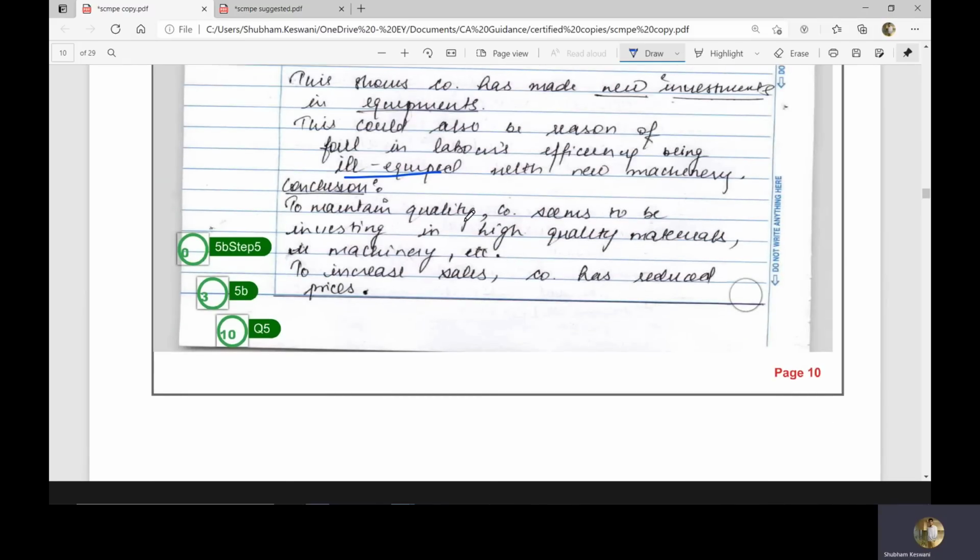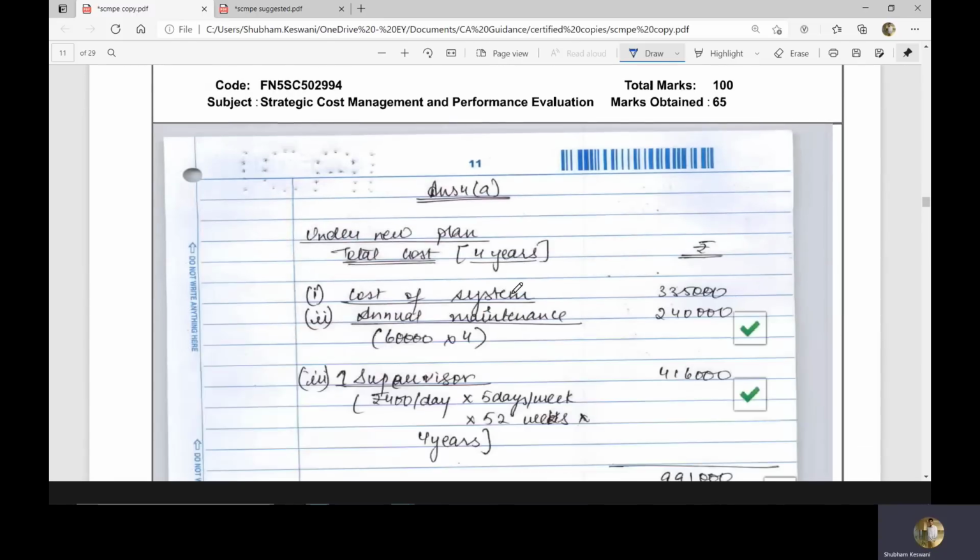So, conclusion: to maintain quality, the company seems to be investing in high quality materials, which I covered here, machinery, etc. To increase sales, the company has reduced prices.